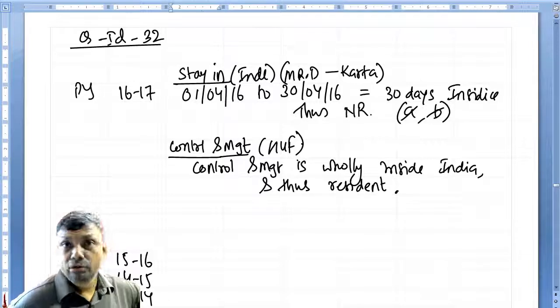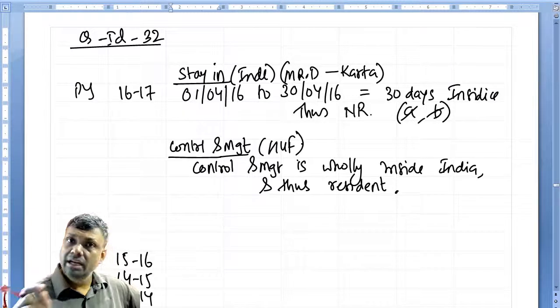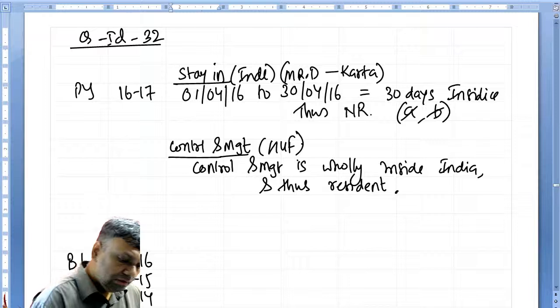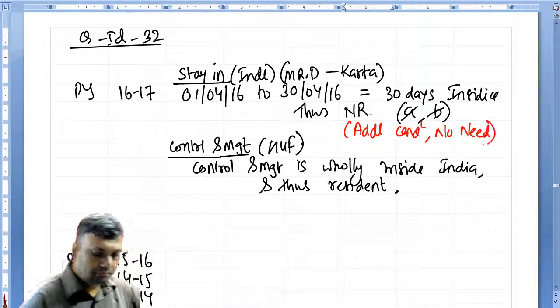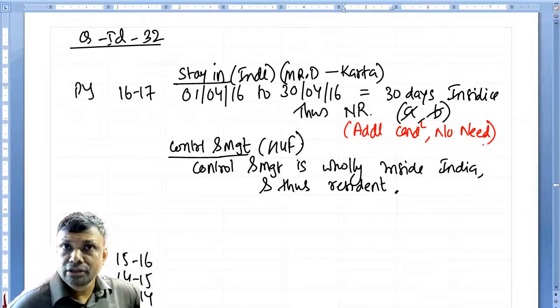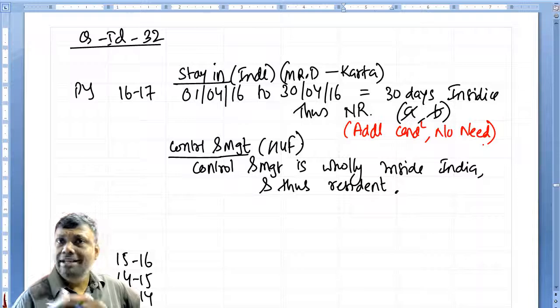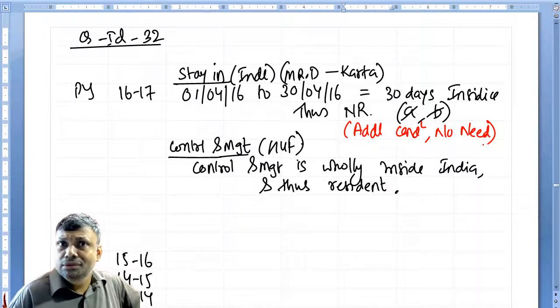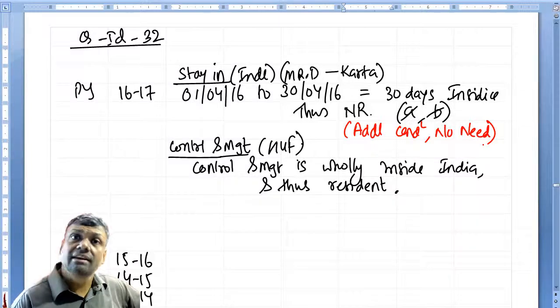Now for Mr. D individual, I am saying that Mr. D individual is a non-resident. Okay. Mr. D individual is non-resident. So additional condition, there is no need to test. Because if somebody is already non-resident, you don't need to test the additional conditions. Because additional conditions are tested only if assessee is a resident.